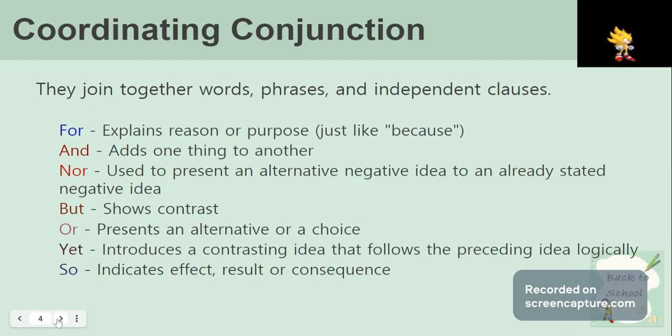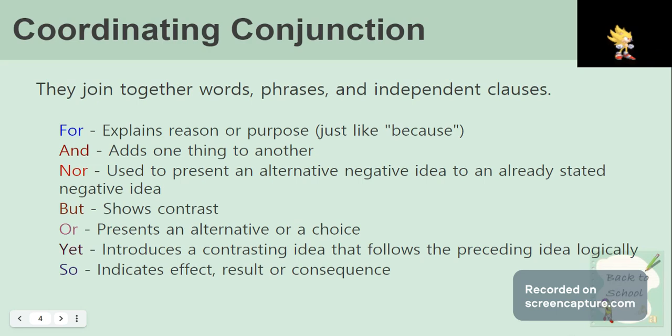Let's start with the first one. If you say coordinating conjunction, they join together words, phrases, and independent clauses. Once again, coordinating conjunctions are FANBOYS. We have for, and, nor, but, or, yet, and so. If you say for, this explains reasons or purpose just like because. And adds one thing to another. Nor is used to present an alternative negative idea to an already stated negative idea.